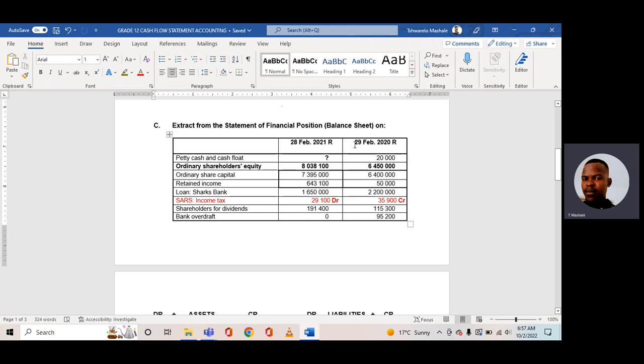They will never tell you that this is the opening, and they will never tell you that this is the closing. They will just tell you that this information is given from the previous year, and this information is of the current year. So they say we are doing these things for 2021. So our 2020 is our previous year. In accounting, we say the previous year must be the opening of the current year. Therefore 2021 becomes our current year. So our 35,900 here is our opening, which is CR.